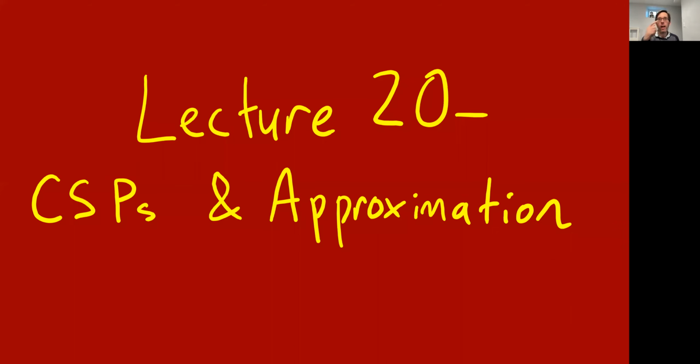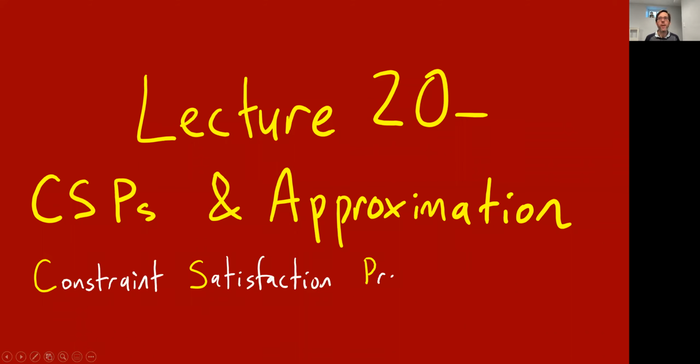Okay, so this is lecture 20, and in this lecture we're going to talk about CSPs, which means constraint satisfaction problems, and we're going to talk about approximation algorithms for them. When we were last talking, we were thinking about the max cut problem, which is going to turn out to be a particularly simple kind of constraint satisfaction problem, or CSP. And we spent a lot of time developing a semi-definite program for it, which is a generalization of a linear program.